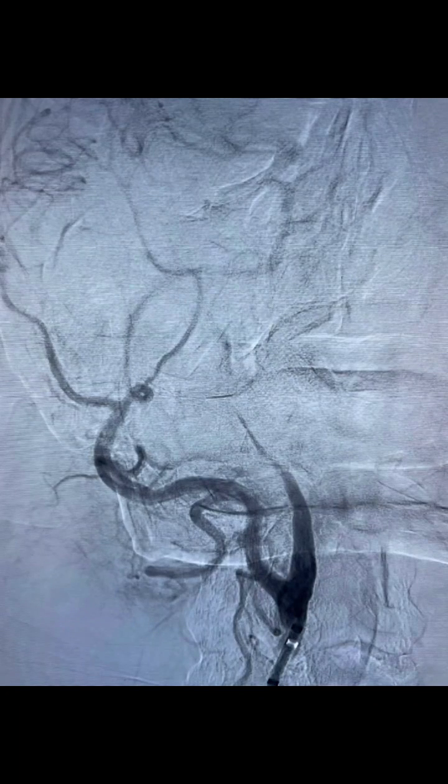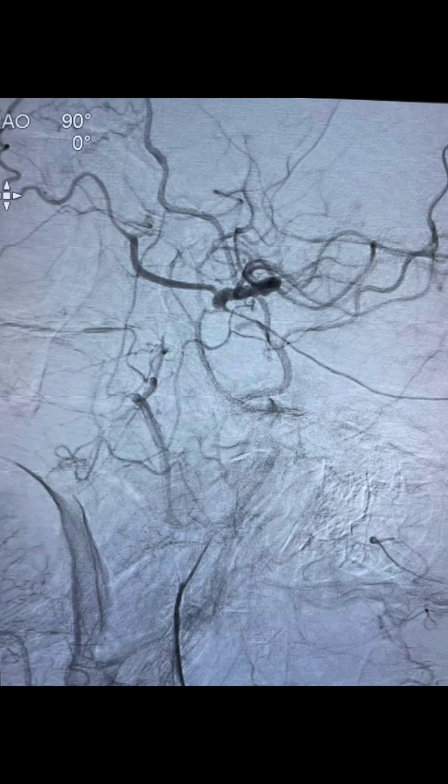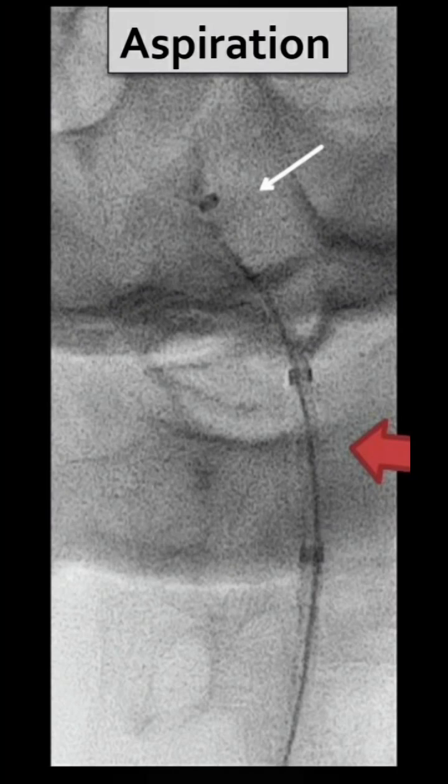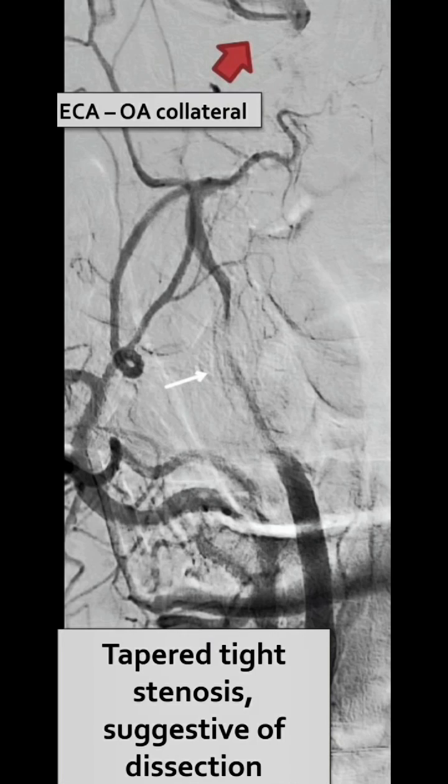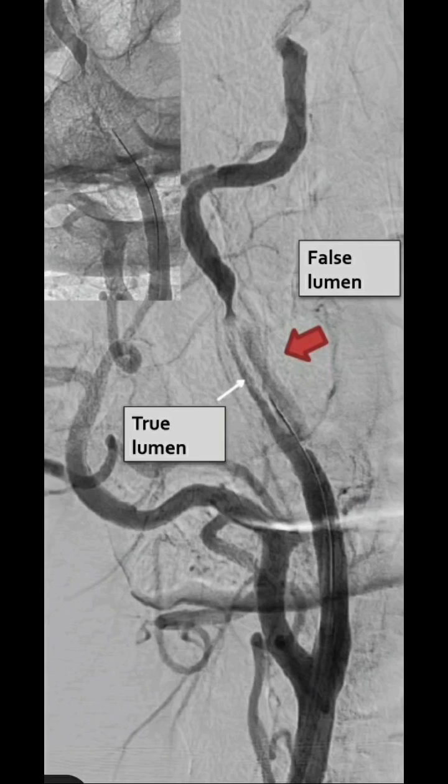With the supraclinoid ICA filling, both petrocavernous ICA occlusion secondary to ICAD and dissection were considered. However, this typical rat tail appearance was suggestive of dissection involving this segment of ICA. Initial debulking with an aspiration catheter was performed with flow arrest using a Walrus balloon guide catheter. Following the initial debulking, you notice the patency of the artery with a true lumen and a false lumen.